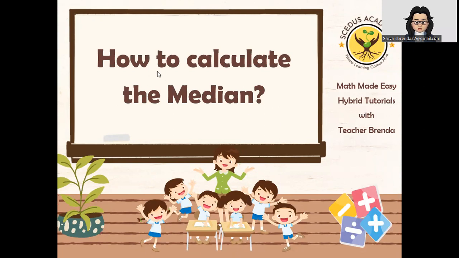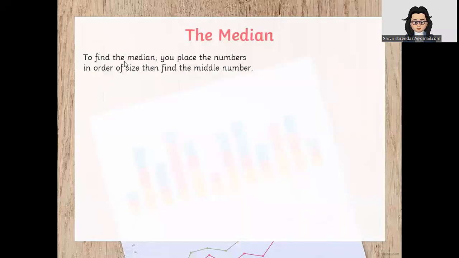In today's lesson, we are going to learn how to calculate the median. Now, to find the median, the rule is pretty simple. You place the numbers in order of size, then find the middle number. So pretty much the word median itself has a clue to the word middle.